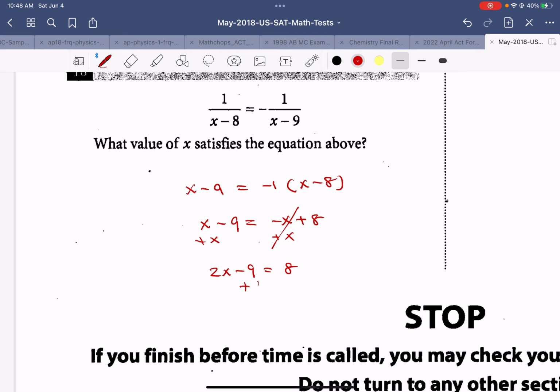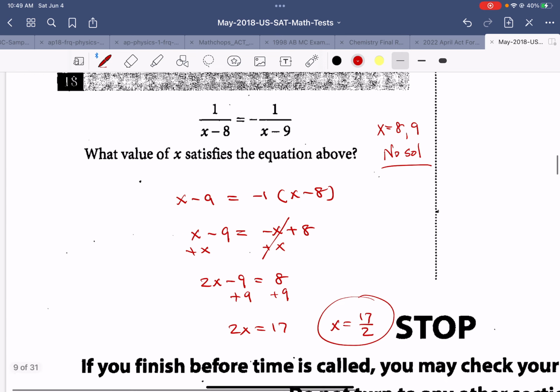Now you add 9 to both sides. So 2x equals 17. So x is 17 over 2. That's your answer. And that is in the domain. So make sure, what if you somehow end up with your x value being 8 or 9? Then you have to say no solution. Okay? But in this case, 17 over 2 is in the domain. So that should be your final answer.